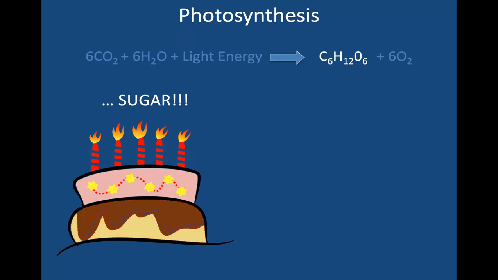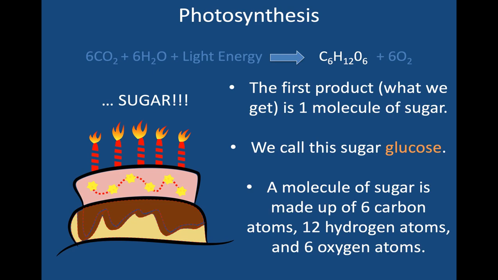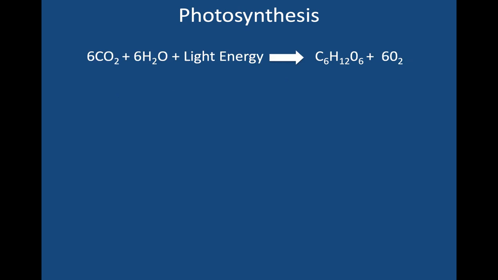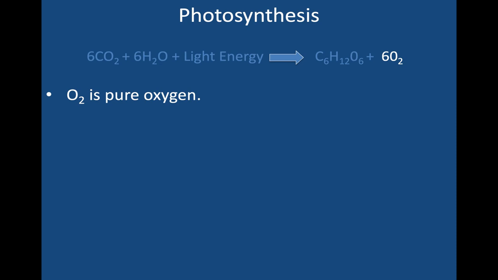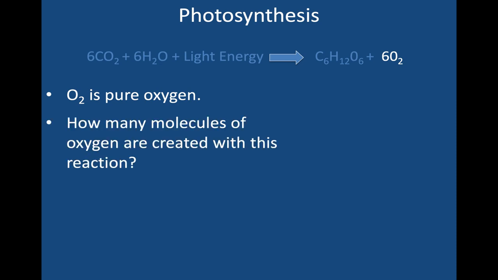C6H12O6, which is our sugar. The first product that we get is 1 molecule of sugar. That sugar is glucose. Remember, we memorized that way back in the fall. A molecule of sugar or glucose is 6 carbon, 12 hydrogen, and 6 oxygen atoms. The last part is O2, which is pure oxygen in the gas form.